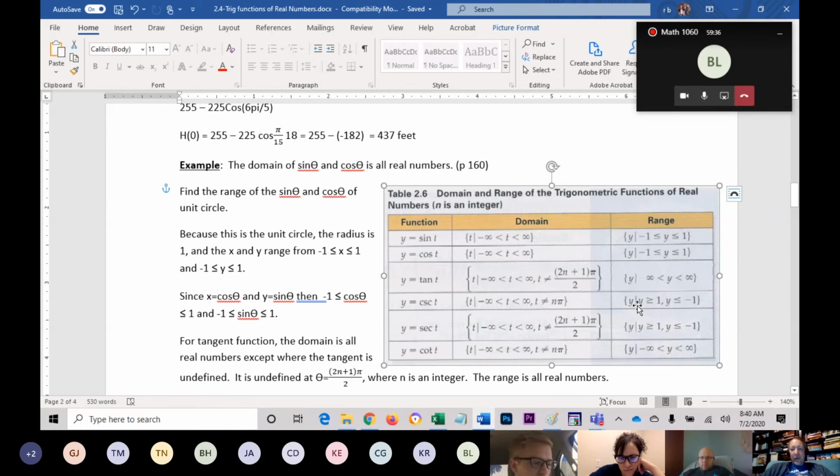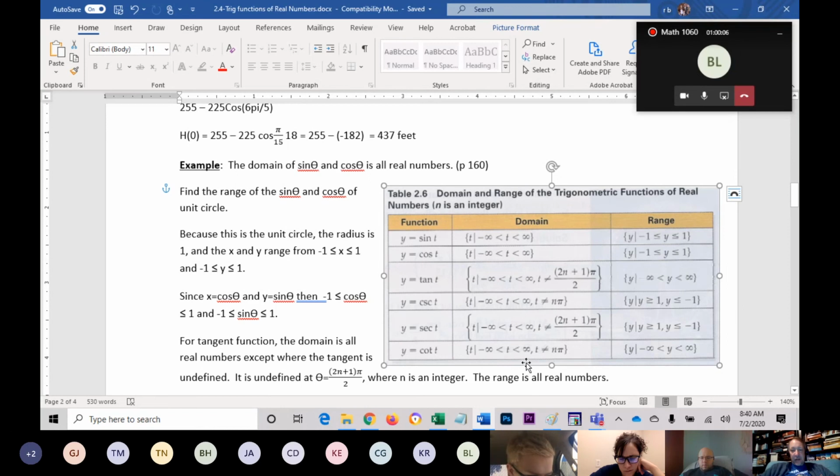Your range is y greater than or equal to 1, or y less than or equal to -1. With your secant, once again, you're going to have problems with multiples of pi halves, and so 2n plus 1 gives you your multiples of pi halves. Once again, your range, y is greater than or equal to 1 or less than or equal to -1. And t can be any real number except for multiples of pi halves.